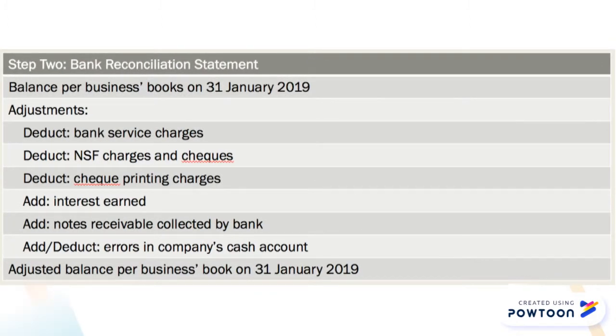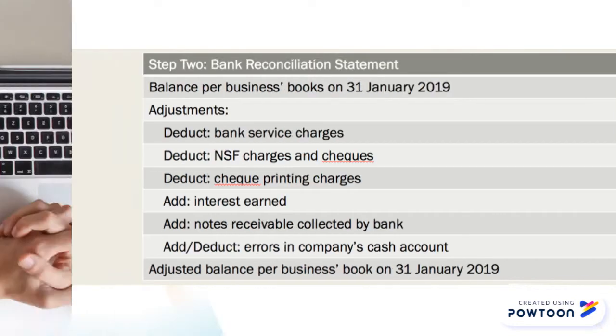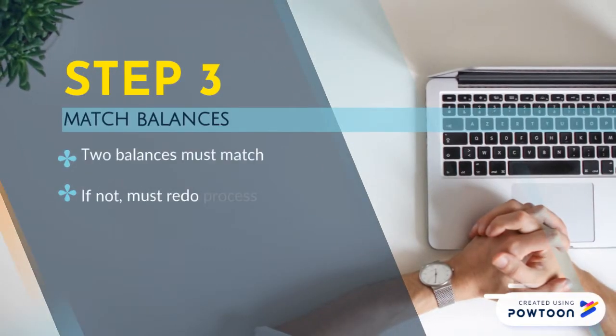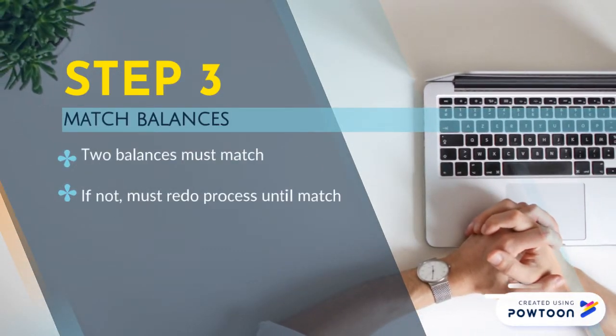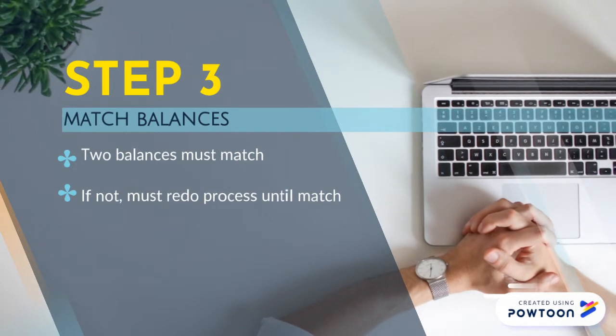So the second step is that you add the balance per the business's books. That's what the business's accountants have recorded as the balance for the cash account, and that shows the deductions and additions: NSF charges and checks, check printing charges, interest earned, notes receivable collected by the bank, and errors in the company's cash account, which gives you a final adjusted bank balance. So after adjusting the two balances, they should be an identical amount. That's the idea of a bank reconciliation.